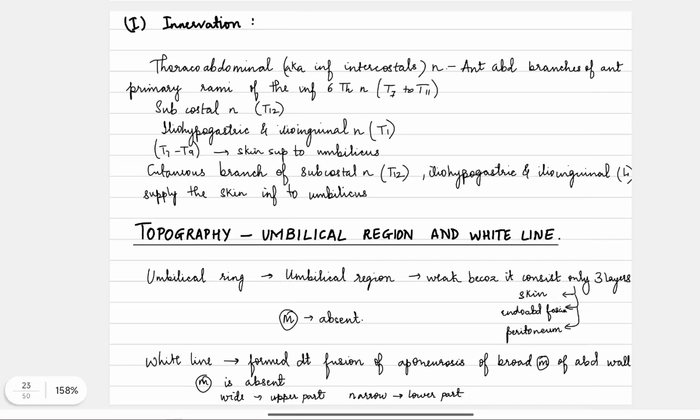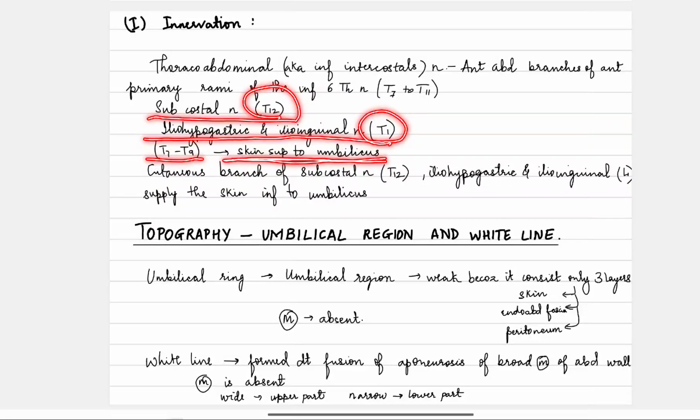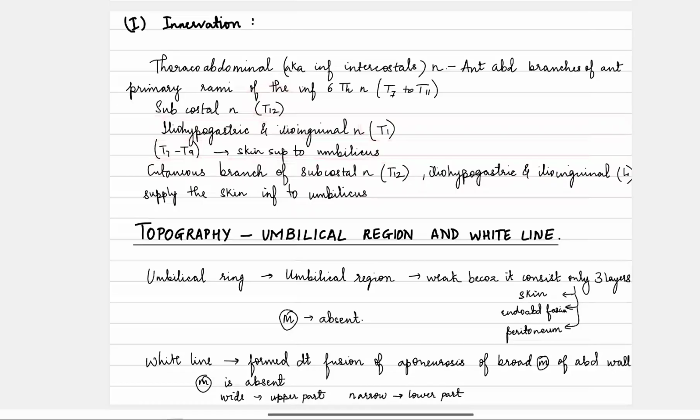Next are innervations. Innervations are thoraco-abdominal, also known as inferior intercostal nerves: the anterior abdominal branches of the anterior primary rami of the inferior six thoracic nerves, which is T7 to T11. Okay. Next is the subcostal nerve from T12. Iliohypogastric and ilioinguinal nerves from L1. T7 to T9 is to the skin superior to the umbilicus. Okay. T10 innervates the skin around the umbilicus.